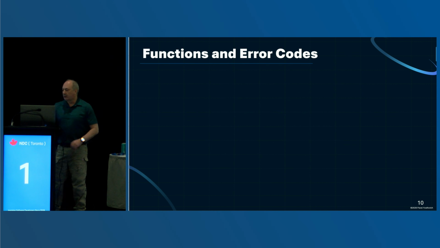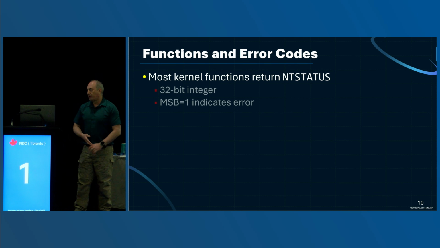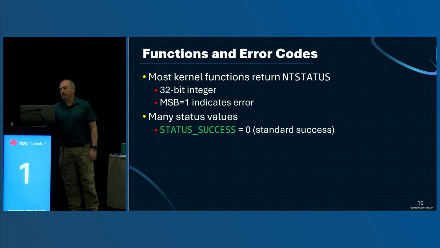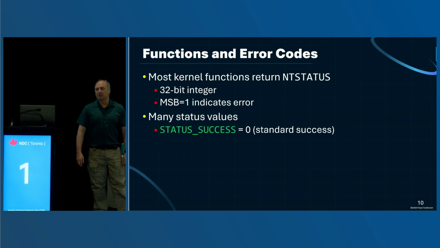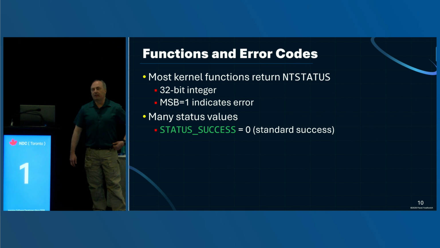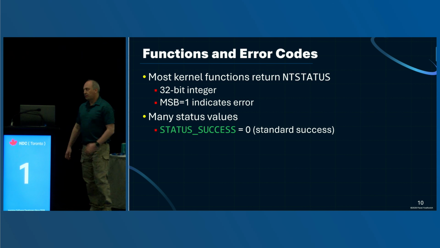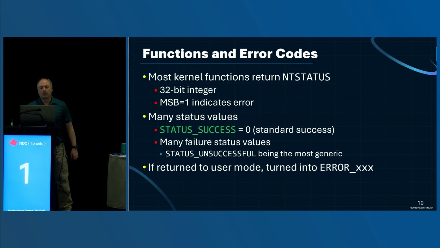Granted, there are reasons why the user mode API is messy as it is, but we don't care about that here. So in general, when we look at kernel functions, most of them return something called an NT-status. This is just a 32-bit value where 0 means success and a negative value means some kind of error. So there's consistency. Almost all functions return this NT-status kind of thing.